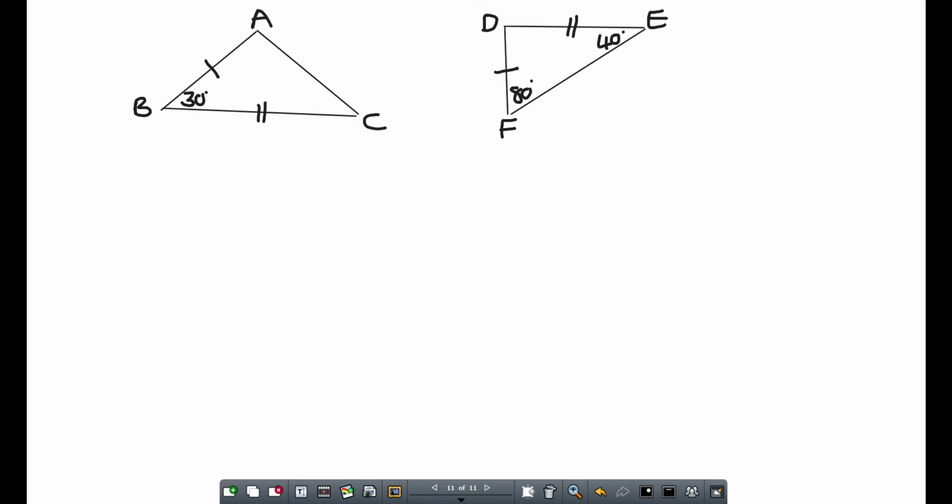Ek wil gou hierso verander, maak daai 30. Oepsie. Ag, come on. Maak hom vir my 60. Okay. Goed. So weer selfde storie. Ons moet begin deur te sê in triangle ABC and triangle DEF. Okay. Volgorde maak ons nou nog nie daar saak nie, né?